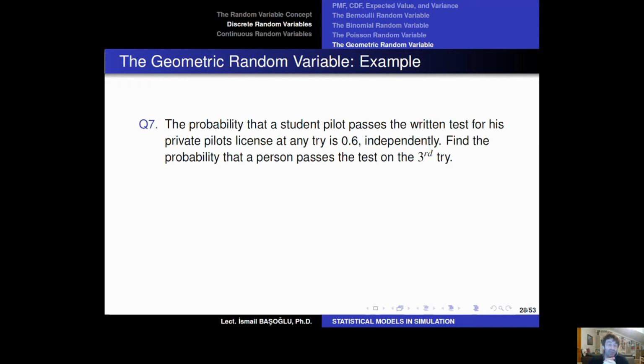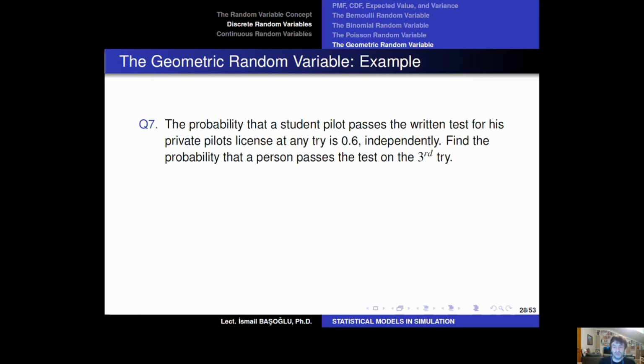For example, when you take this course, the probability for you to pass it, let's just say, is 0.75. Now, if you fail this course the first time, and you take it for the second time, the chance for you to pass it should be increasing because of the learning effect, because you have learned many things, you have experienced many things in your first trial, and this is also good knowledge for you to pass the class, right? But here, we are assuming that there is no learning effect, and at each trial of this written test, the chance for the pilot candidate to pass the test is 0.6.